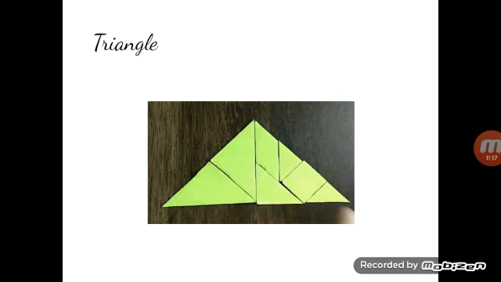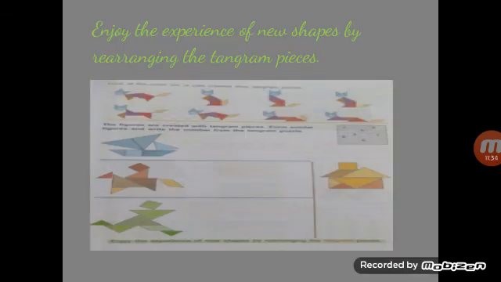So what did you understand? That we have to rearrange those pieces in different ways so that we can get some shapes. Here we are making geometrical shapes. So with the 7 pieces of tangram we have made geometrical shapes. Now here you enjoy the experience of new shapes by rearranging the tangram pieces. So by rearranging the tangram pieces, you can make these different shapes.